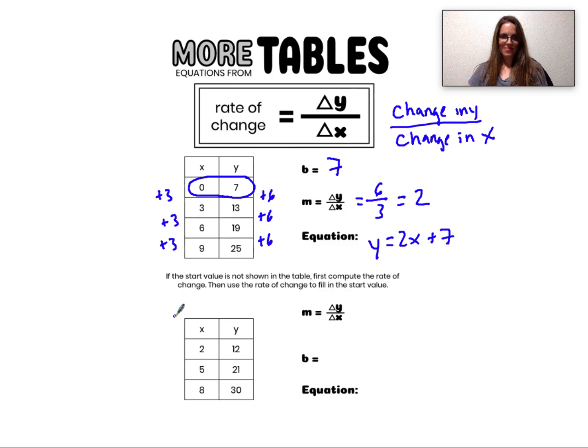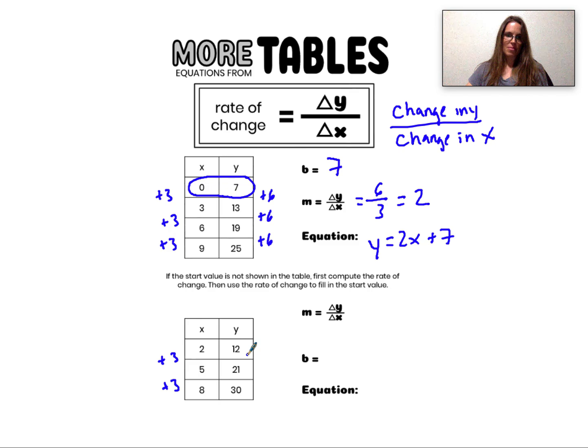Next example. This example is a little harder because the start value is not given in the table. To find the start value, I'm going to need to first find the rate of change and then work backwards to find the start value. In this table, x is increasing by 3.